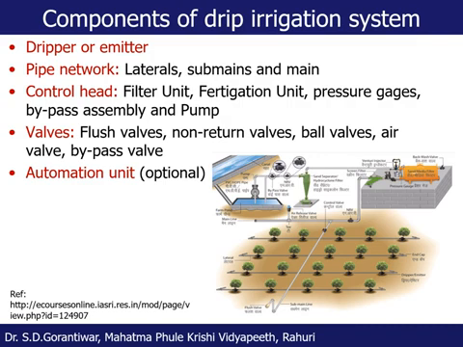Different kinds of valves: flush valves, non-return valves, ball valves, air valve, bypass valve, and automation unit. It is of course optional. You can have part automation or full automation of the drip irrigation system. So this part of course will be covered later on as well. Besides this, I have also shown another representative figure of the drip irrigation layout showing all these components, from the dripper or emitter, pipe network, control head, valves, and automation unit.